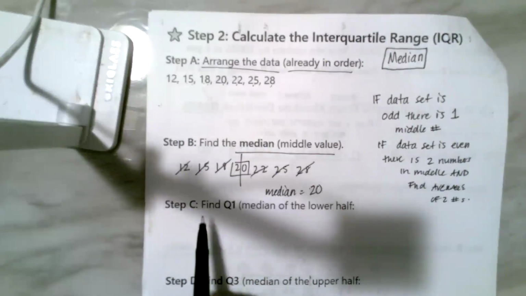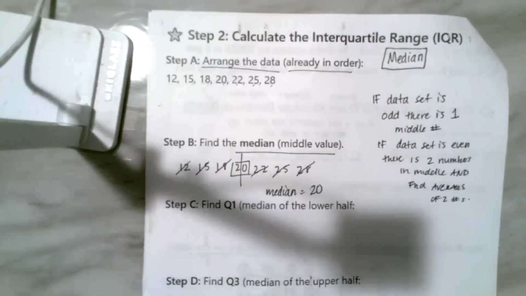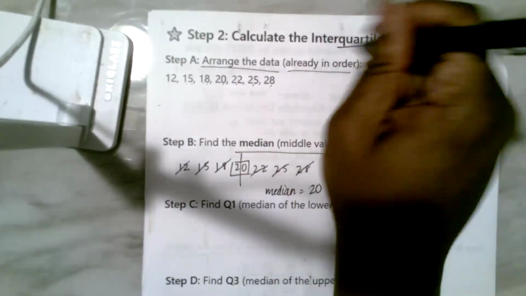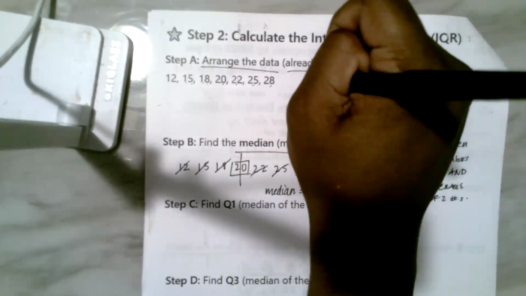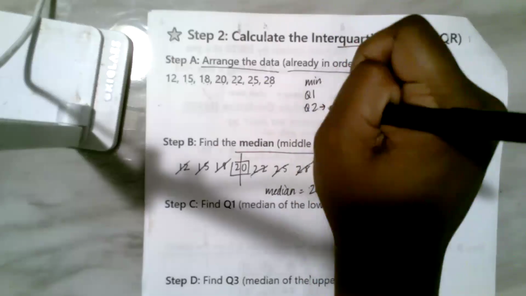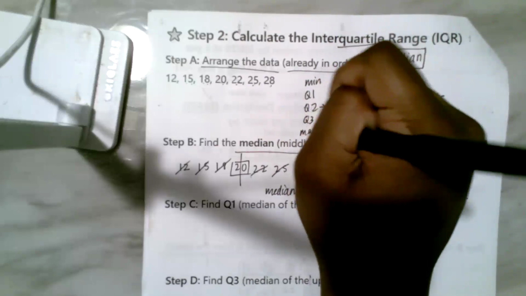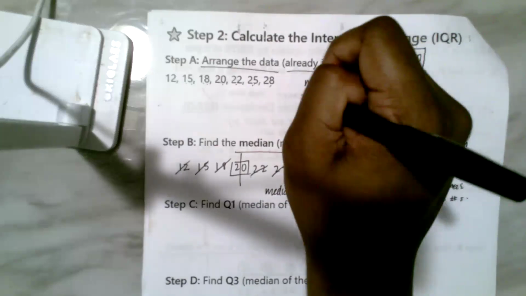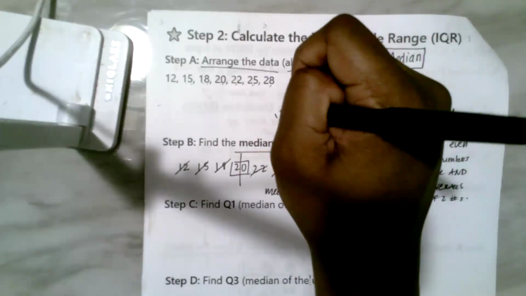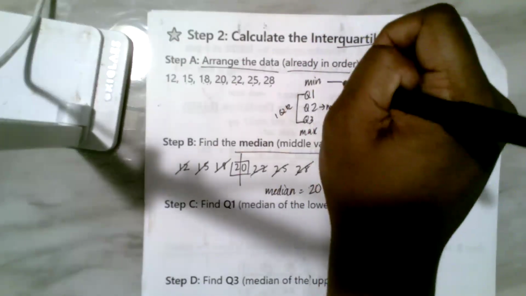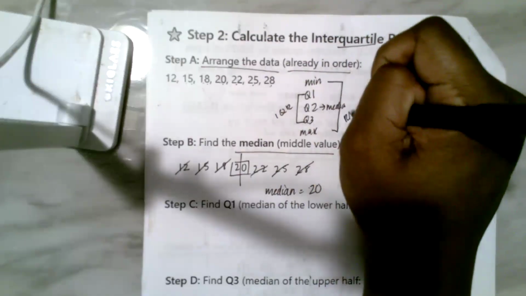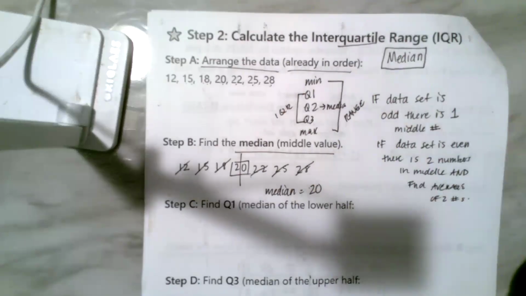Now, in order to find quartile 1, now, Mr. Ray, what's quartile 1 and all those things? Well, when you're dealing with the interquartile range, quartile is what you need to understand. So you need to have the minimum, quartile 1, quartile 2, which is the median, quartile 3, and maximum. The interquartile range is from quartile 1 to quartile 3. However, the entire range is from the minimum to the maximum.